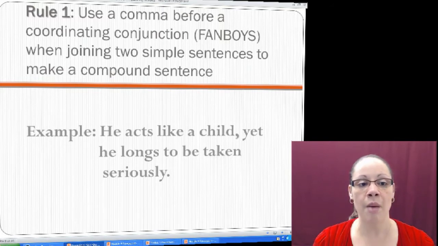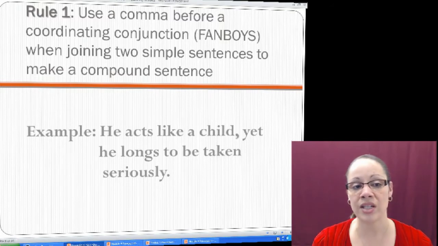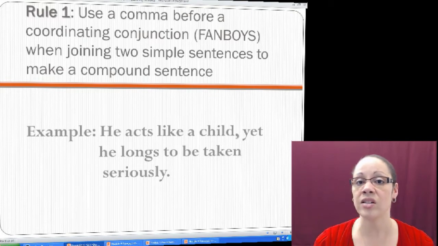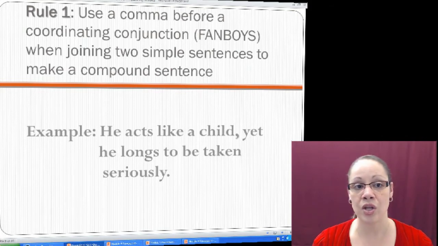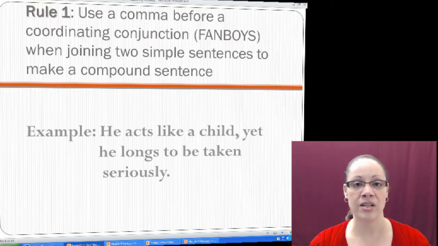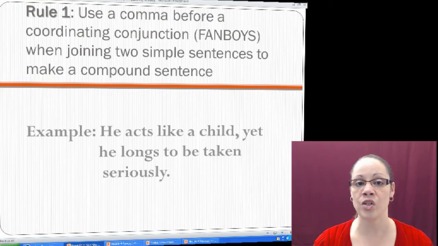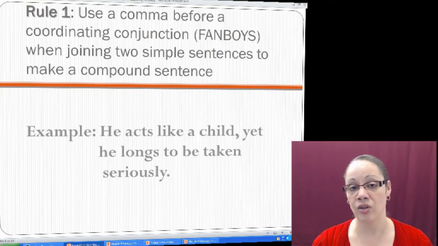So we need to use a comma before a coordinating conjunction when joining 2 simple sentences to make 1 compound sentence. In the previous module, we actually learned how to develop compound sentences, so you should be aware of that particular rule already. So let's look at our example. He acts like a child. That's our first sentence, our simple sentence, which is also an independent clause, which is what we learned in another module. So acts is our verb, he is the subject. Yet he longs to be taken seriously. Longs is our next verb, he is our subject of that particular independent or simple sentence.